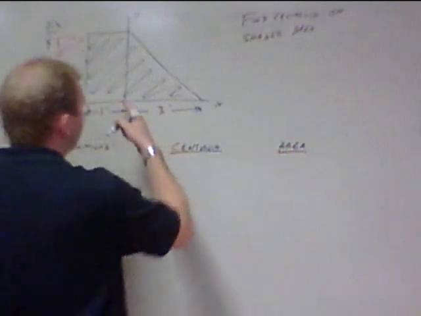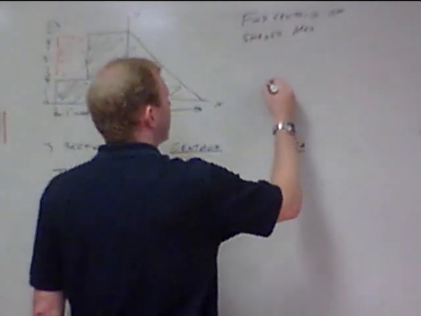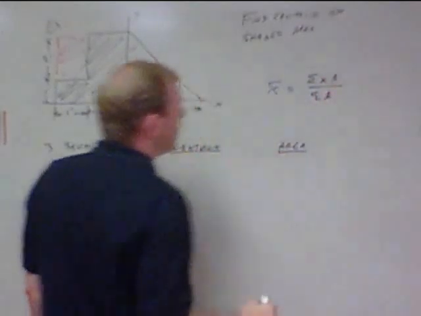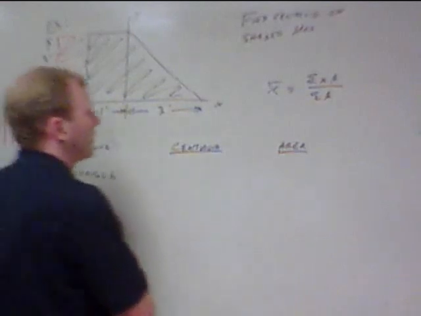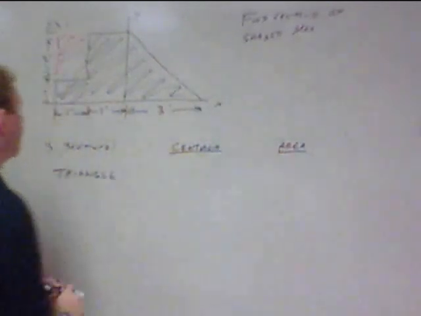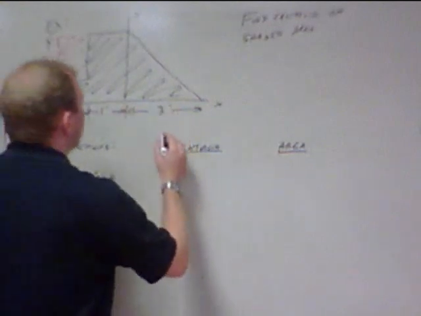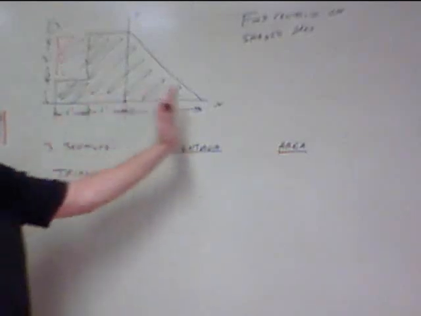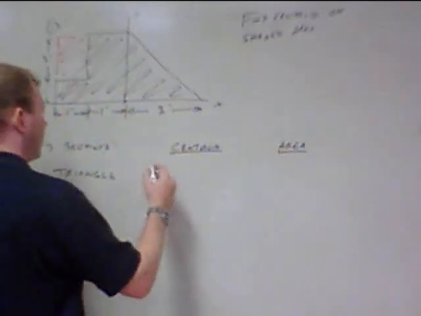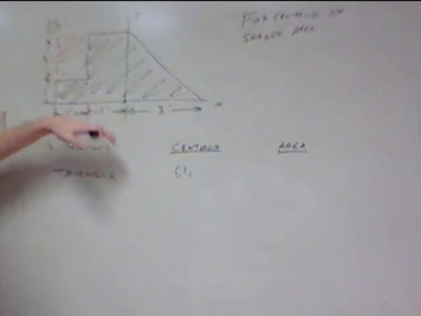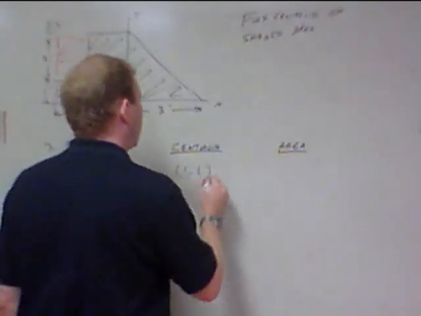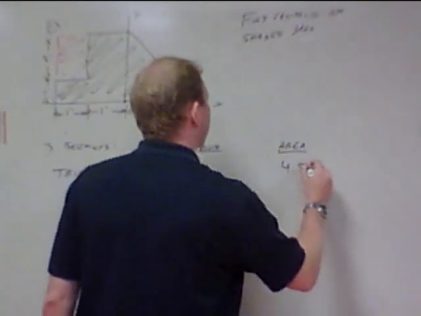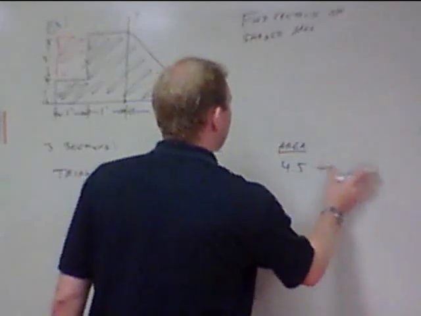And again, dealing with 2-dimensional centroid, for each one we have the summation of x times A over summation of A. So now instead of length, we're dealing with area because we are dealing in 2 dimensions. So for our triangle here, again, this is my origin here. The triangle is going to be 1/3 of the way over, so my centroid in the x direction is going to be 1. Centroid in the y direction, 1/3 of the way up, is going to be at 1. Area is 1/2 base times height, 1/2 times 3 times 3 is 4.5 square feet. And I'm just going to label these.